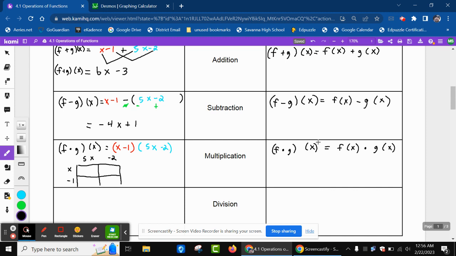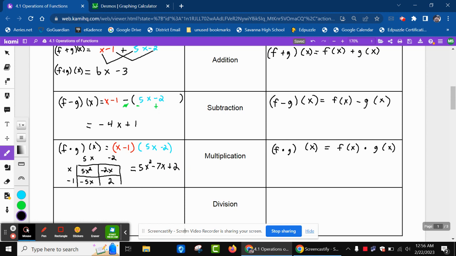Okay, here we go. So we have 5x times x is 5x squared. X times negative 2 would be negative 2x. 5x times negative 1 would be negative 5x. And negative 1 times negative 2 is 2. And so if we combine these, we should get 5x squared minus 7x plus 2 because we are combining like terms and we don't do anything else.